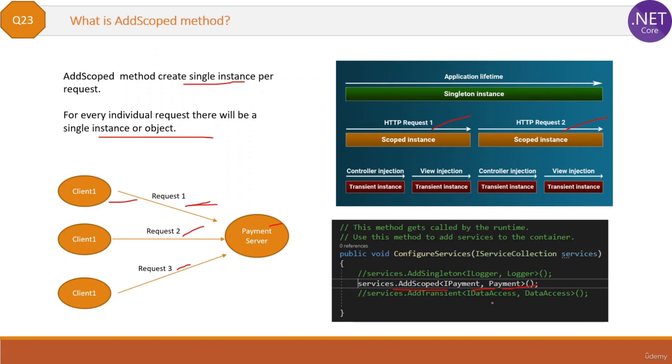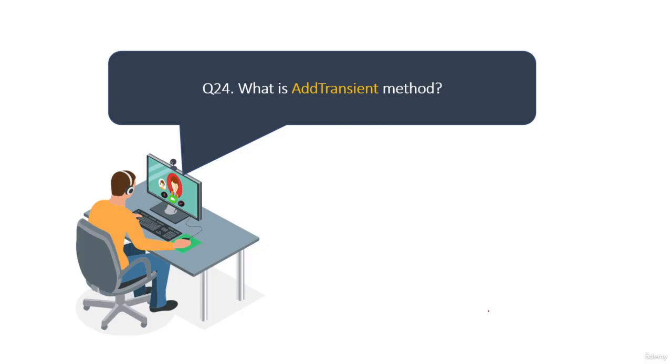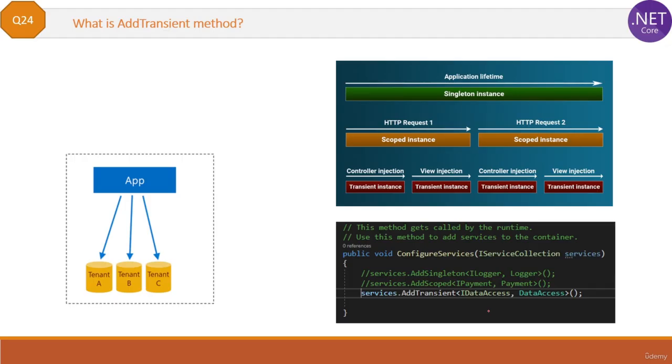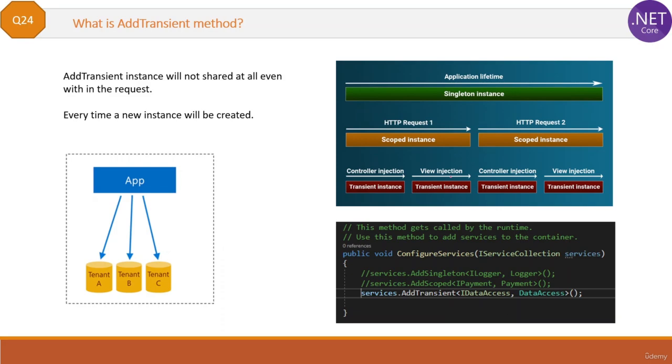Remember, AddScoped is the most used method out of all these three methods. So if you are confused about which one to use in your application, then use AddScoped. Now let's discuss the last one, AddTransient, in the next question. What is the AddTransient method? AddTransient instances will not be shared at all, even within the request. Every time, remember, a new instance will be created.